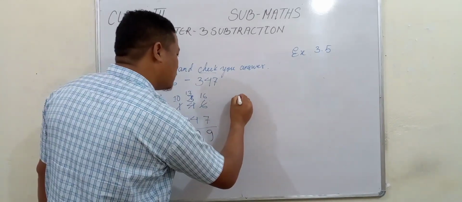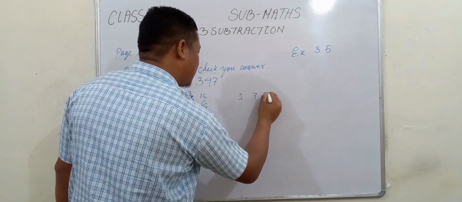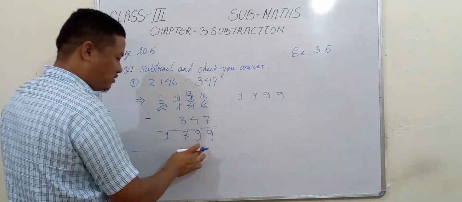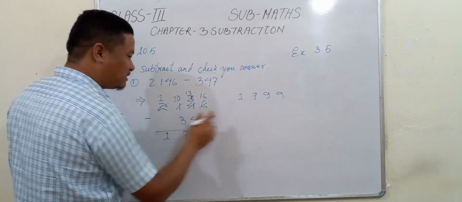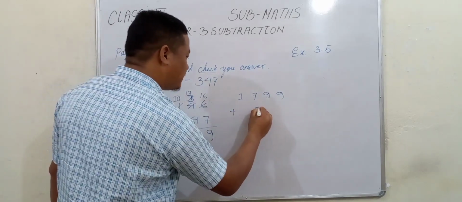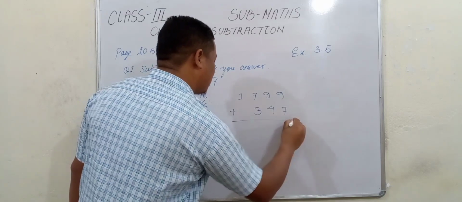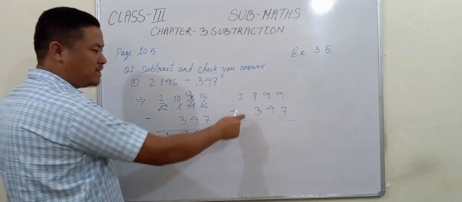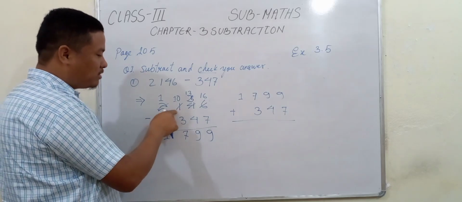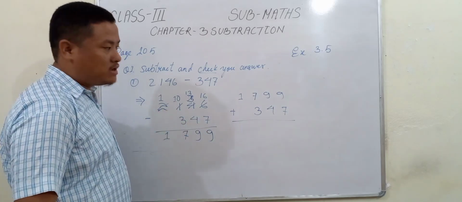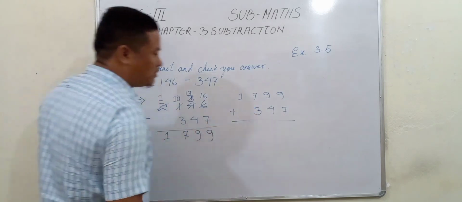So 1799, difference, plus smaller number, subtrahend, 347. Now we will add these two numbers. If we get the sum 2146, that means our subtraction is correct. So let us add these two numbers.